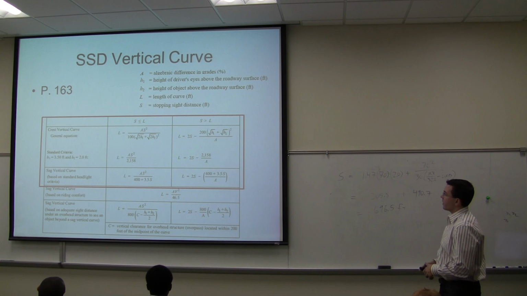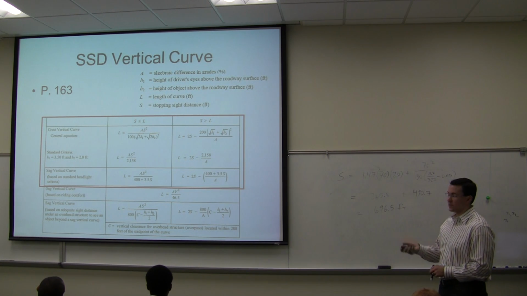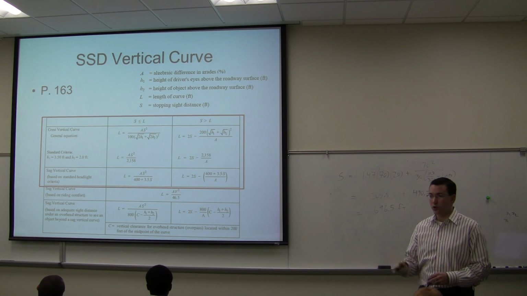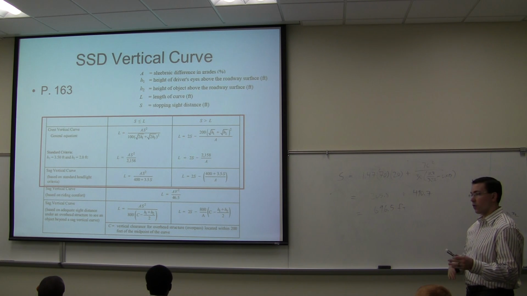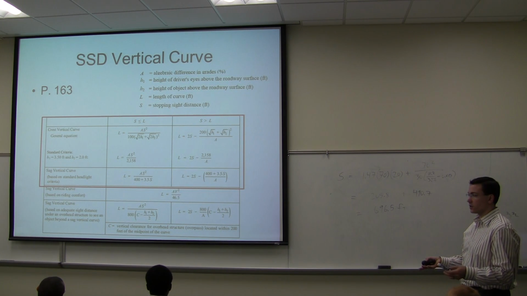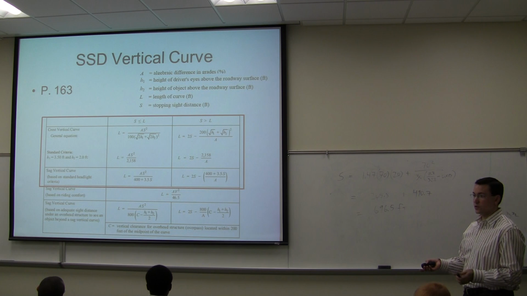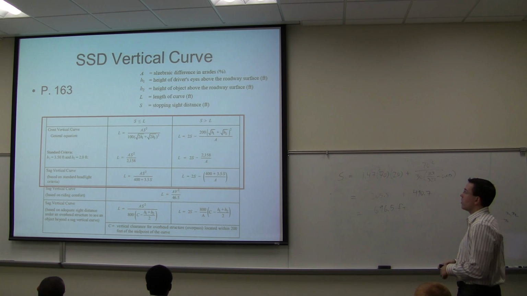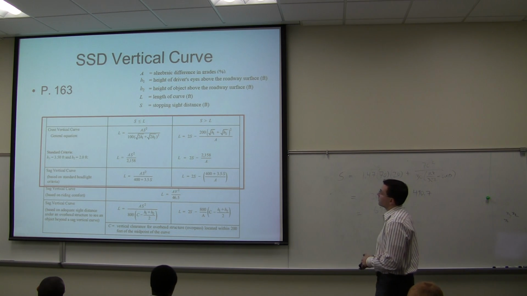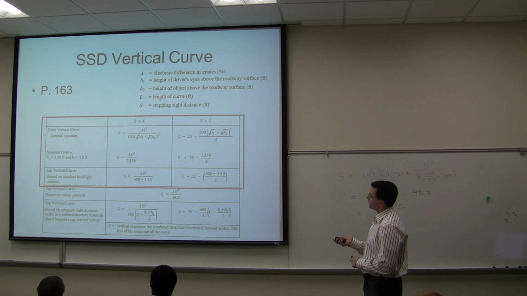A is the algebraic difference in grades. So A is a whole percent. If you have a +4 and a -3, the algebraic difference is going to be what? 7. So it's the total change in grade in percent.